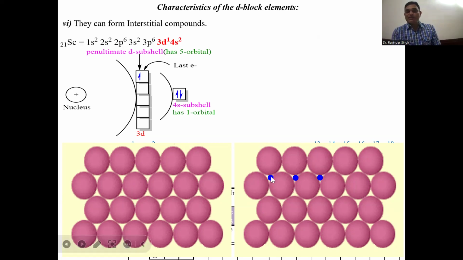When you place the small size atoms hydrogen, carbon, nitrogen in the interstitial sites of the d block elements, the compound finally formed is called the interstitial compound. So why can the d block elements form interstitial compounds? What is the reason behind that? You will simply write that small size atoms like carbon, nitrogen, hydrogen can easily fit in the interstitial sites present in the crystal lattice of the d block element, and thus they can form the interstitial compound.